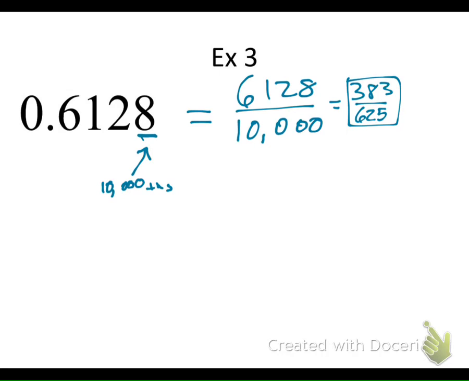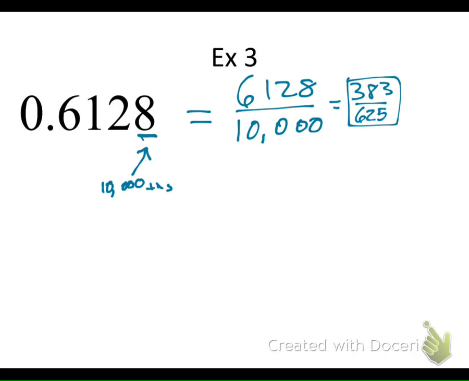Okay? So I'm going to punch 6128 in. And then instead of pressing divide, I'm going to press that ABC button. You know that for fractions? Yeah. And then I'm going to punch in the denominator, 10,000. And that gives you 383 over 625. Oh, I know this one. Okay?